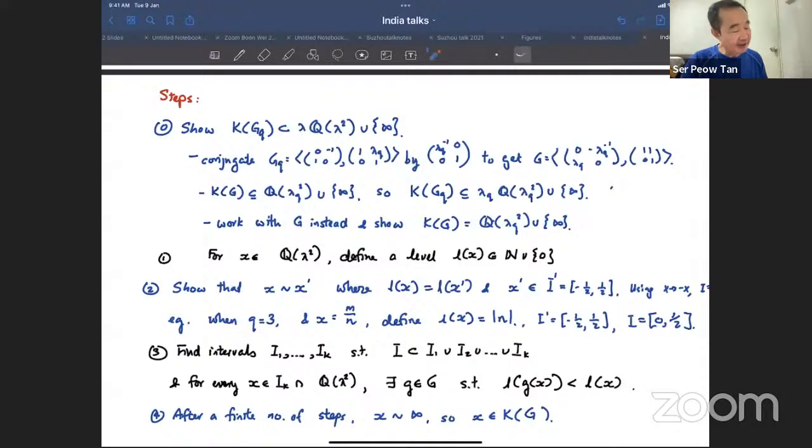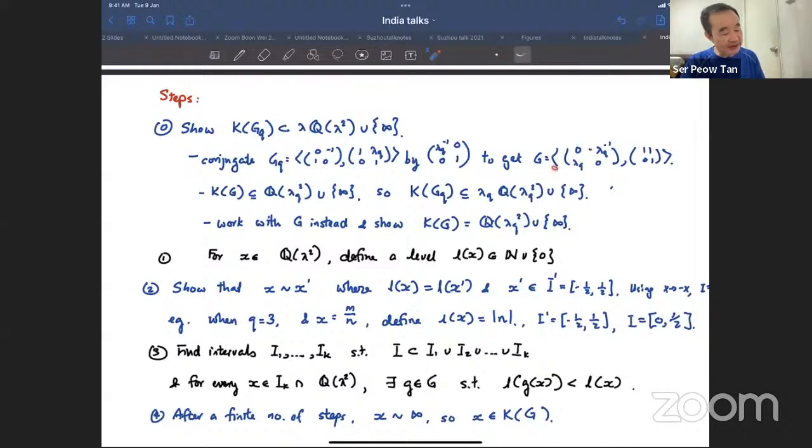Okay, and this is very simple. This part is simple. The idea is you just conjugate GQ by this element over here. And why are we conjugating by this? We're conjugating by this so that this thing is conjugated to 1101. Okay. But then the order 2 element is now conjugated to 0 minus lambda inverse lambda 0. Okay. This is just a simple calculation.